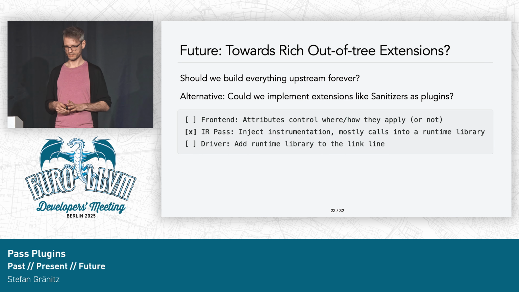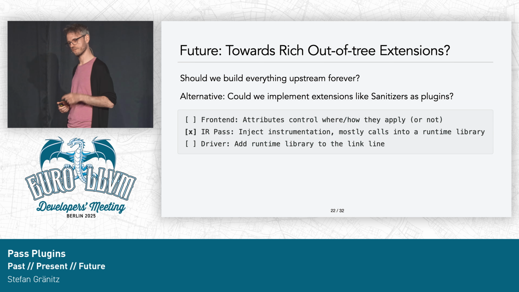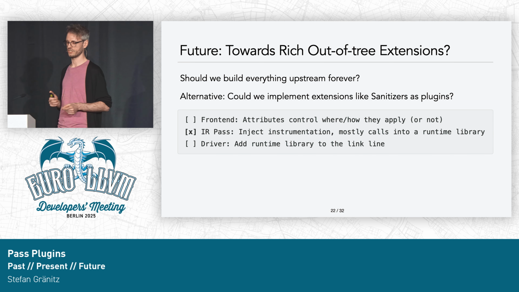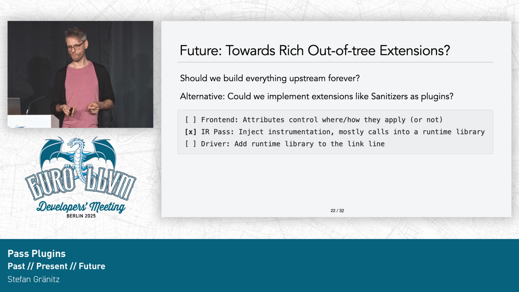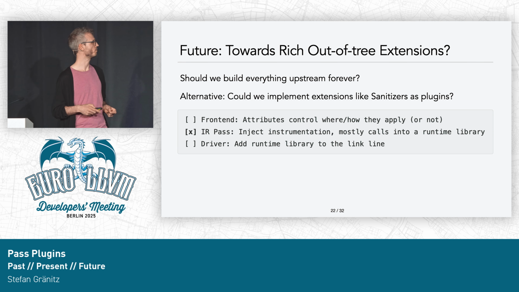But let's see, what do sanitizers do? They need a front-end part where they have attributes to control where and how they apply or not apply. They have an IR pass that does instrumentation, adds shadow memory markers, calls into runtime library, things like that. And then they have a tiny driver addition that adds the runtime library on the link line. Well, the instrumentation pass we can clearly do with a plugin. But what about the others?